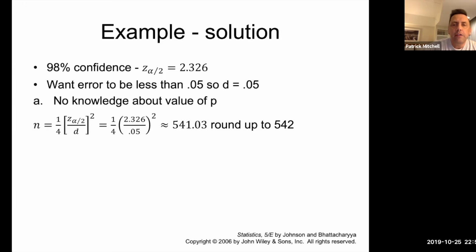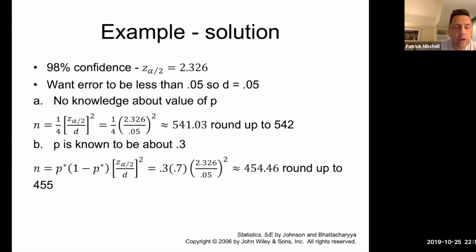So that is the absolute worst case scenario. You don't know anything about P. What if P is known to be about 0.3? Can you get away with a smaller sample? Well, yes. In that case, you use this formula. P star is going to be 0.3, so of course 1 minus P star is going to be 0.7. The other part of the formula is the same. That works out to be about 454.46. You round that up to 455. So you don't need quite as large a sample. It's still a pretty decent sized sample though.